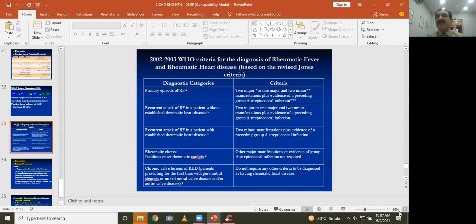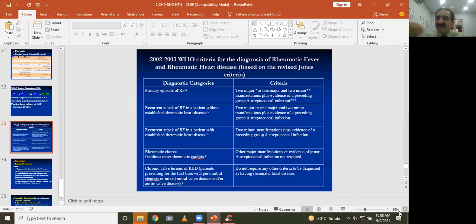In the diagnostic criteria, as you can see in this slide, if there is a primary episode, the first attack of rheumatic fever, what will be the criteria? That is the same: two major manifestations plus supportive laboratory evidence, or one major manifestation plus two minor manifestations and supportive laboratory evidence, that is, streptococcal culture, if the person is suffering for the first time.